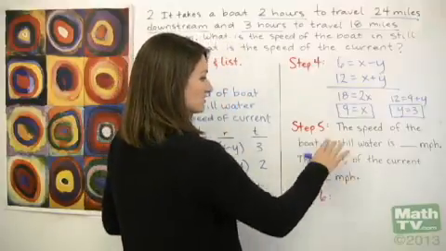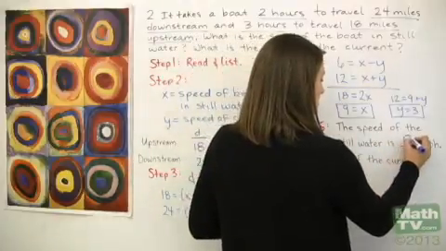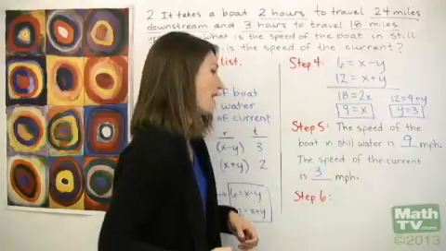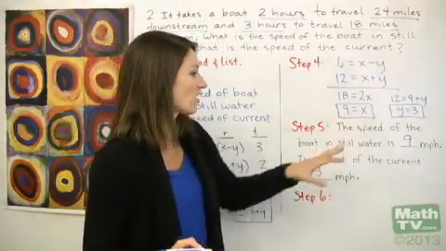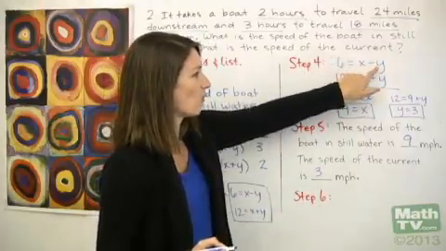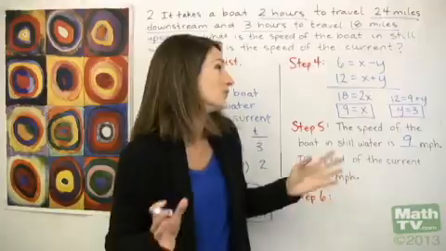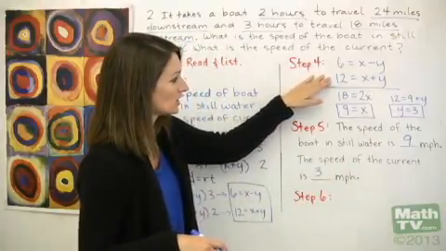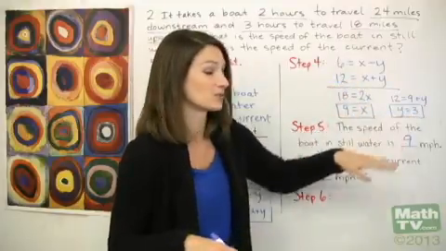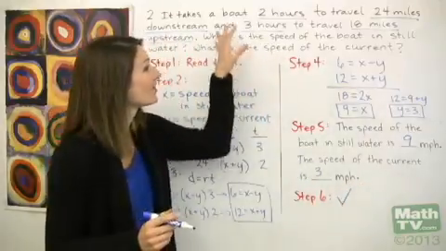So for step 5, we can summarize this using our sentences. We say the speed of the boat in still water is 9 miles per hour. And the speed of the current is 3 miles per hour. And then step 6, we can just check our values. So in our first equation here, we have x equal to 9 and y is equal to 3. So if we have 9 minus 3, that's 6, and that checks. We can also look again at our second equation, 12 is equal to x plus y. If we have 12 is equal to 9 plus 3, we know 9 plus 3 is 12, and that checks as well. So our solutions are accurate for this problem here.